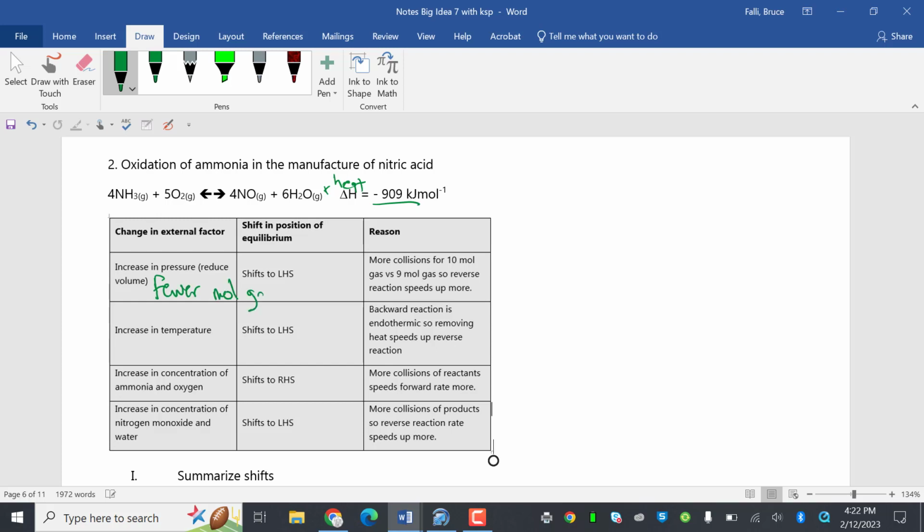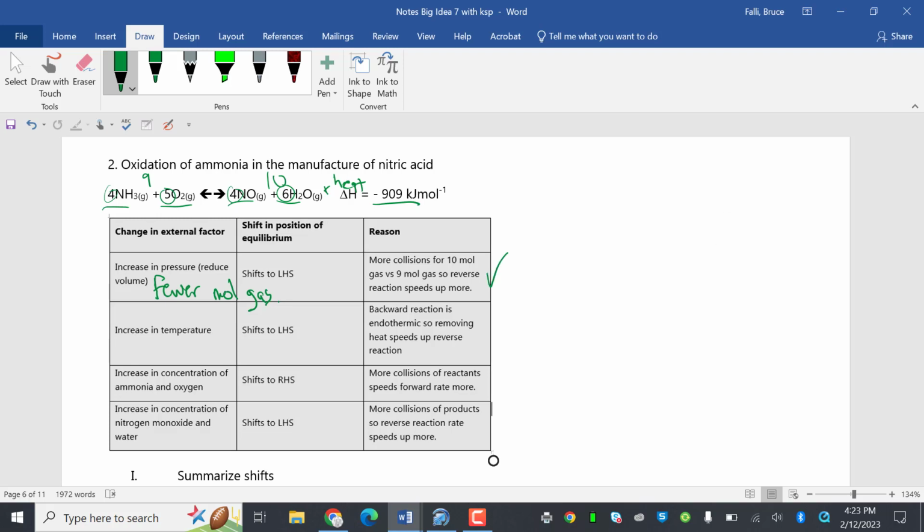moles of gas. Okay, so this side has 9 moles of gas, 4 and 5 is 9. This side has 4 and 6, which is 10. So it shifts to the left-hand side because more collisions for 10 moles of gas versus 9 moles, so the reverse reaction speeds up more, and that works.